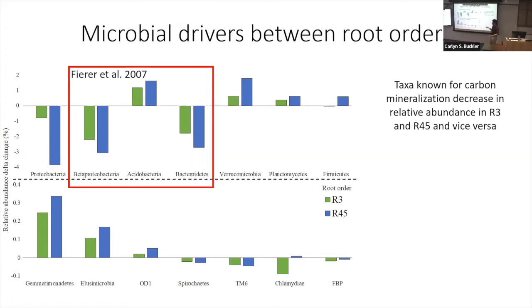And in the exact same paper, this is perfect for my study actually, what he found was that the acidobacteria had the opposite trend. So it had a negative relationship with carbon mineralization. And so what we're seeing in this study here is a perfect parallel of our data with the previous literature, where we see more taxa that are known for carbon mineralization or rapid carbon usage as being relatively abundant in the absorptive fine roots.